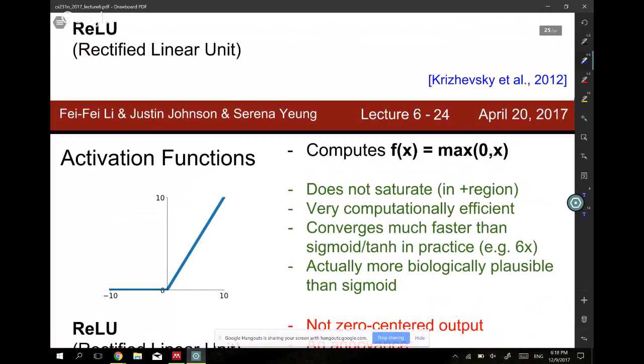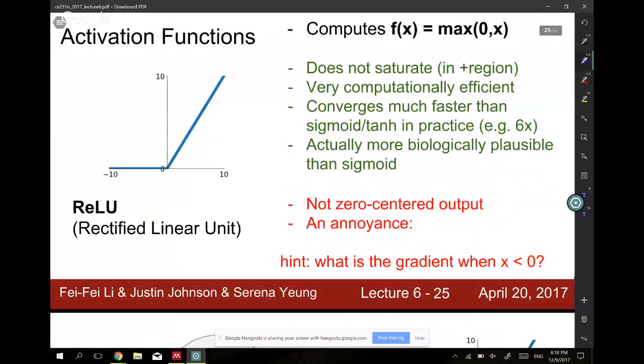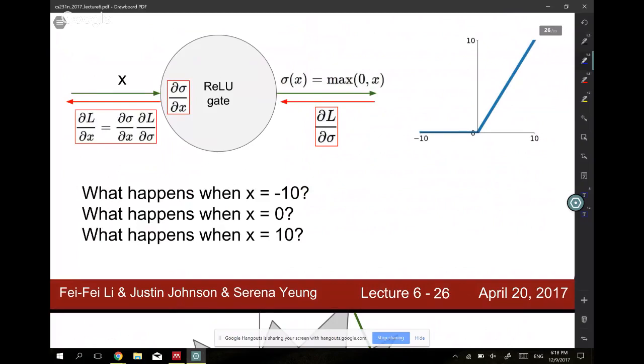However, there are still some problems with it. The output is still not zero-centered, and in the negative region, it gets saturated. So the same thing happens when x equals -10, very negative. Basically, it passes a zero gradient to the downstream when x is smaller than 0.